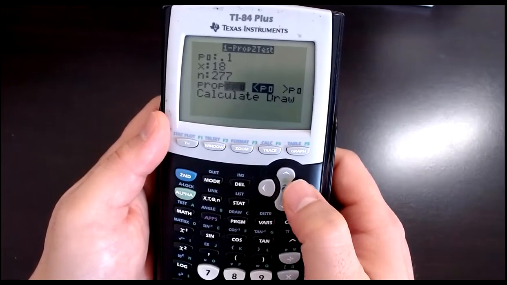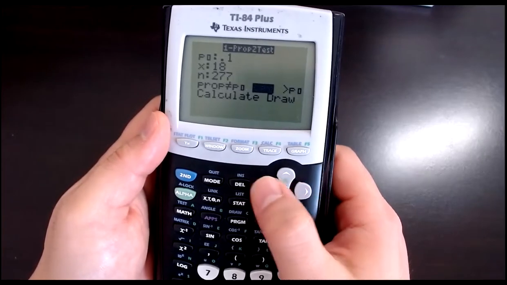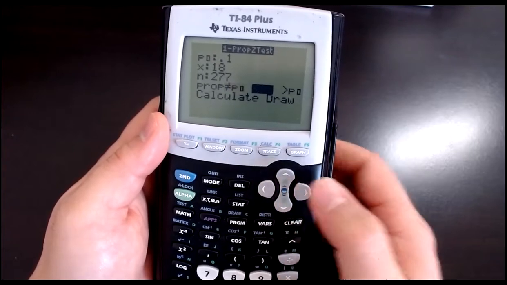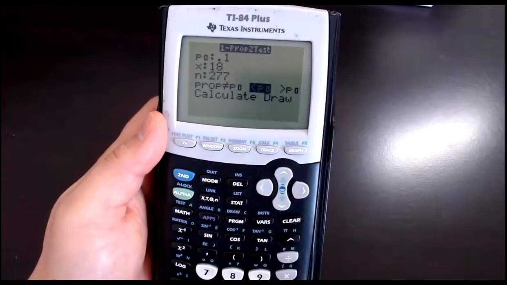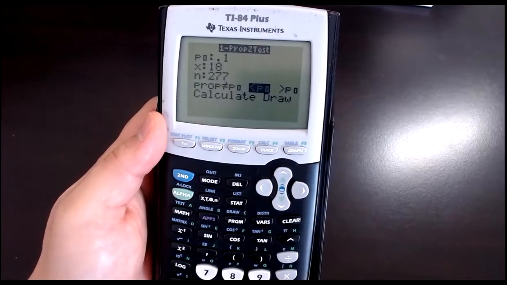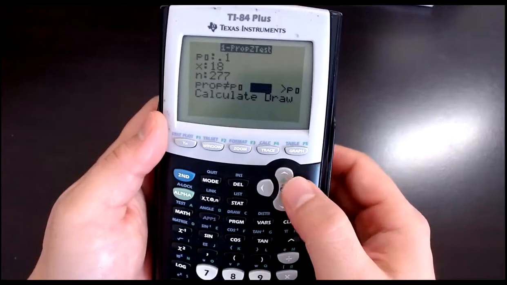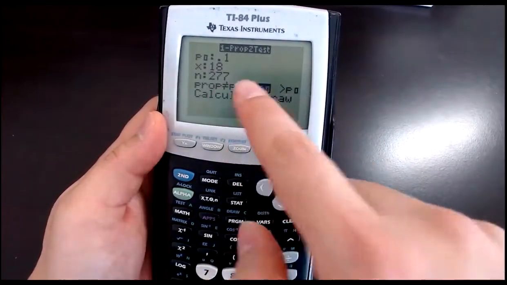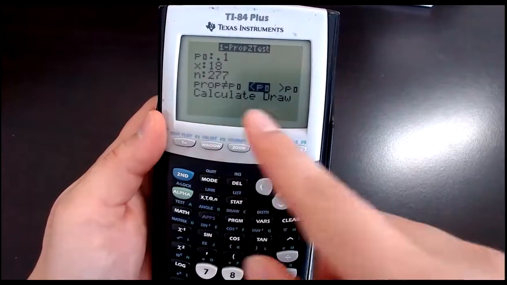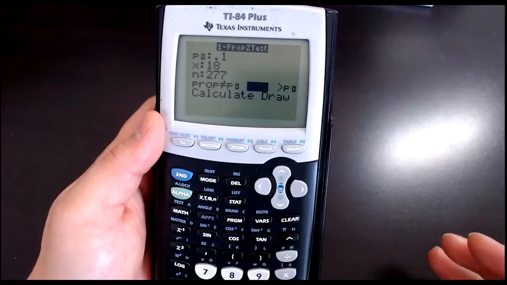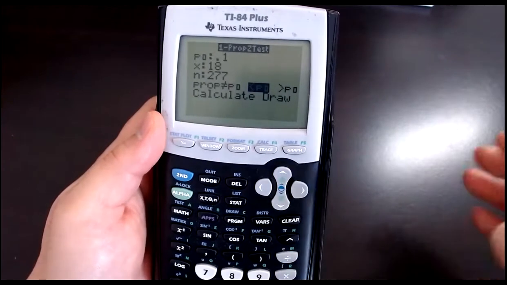And then for this one, the proportion is not equal to p0, less than p0, or greater than p0. That comes from H sub 1, the alternative hypothesis. We got P is less than 0.1, so we choose that inequality: the population proportion P is less than p sub 0. What was p sub 0? 0.1, right? It makes sense.